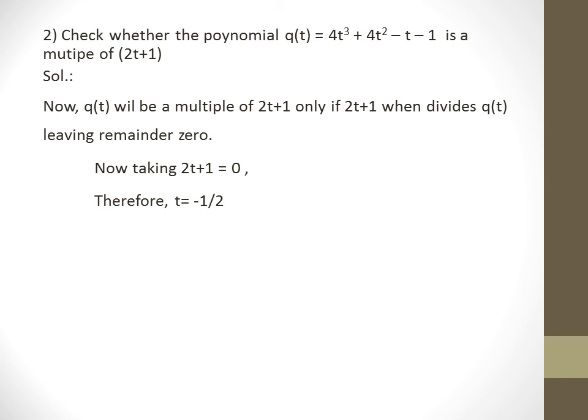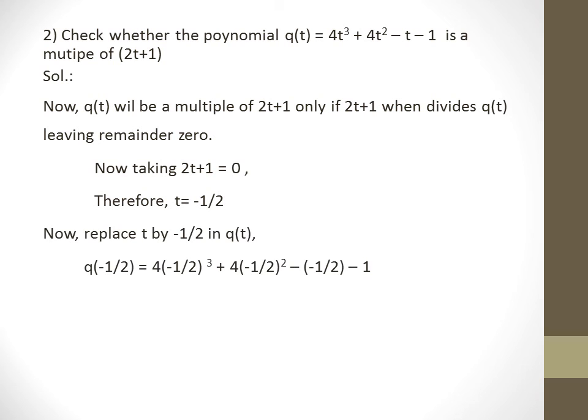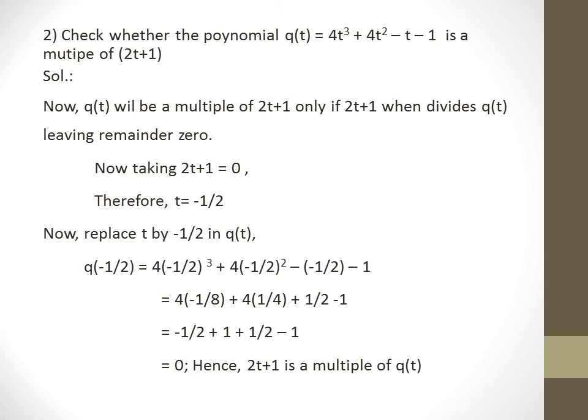Now put this minus 1 by 2 in the given polynomial. So q of t I will write as q of minus 1 by 2. It will be 4 into minus 1 by 2 whole cube plus 4 into minus 1 by 2 square minus of minus 1 by 2 minus 1. If you try to solve it, what is minus 1 by 2 cube? It is minus 1 by 8. What is minus 1 by 2 square? It is 1 by 4. So do try to solve it. At the end you will get 0.